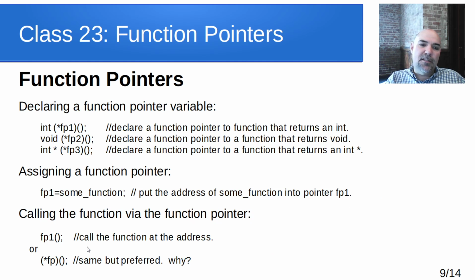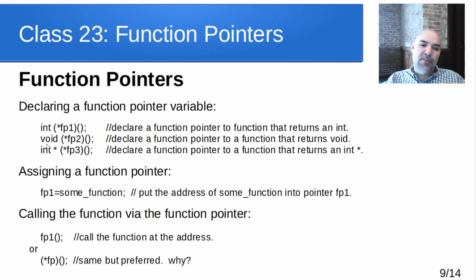So let's look at how to declare those. To declare a function pointer variable, you basically do it like this: int, and then in parentheses we put an asterisk and then the name of the variable we want to create. And then after that, we put these empty parentheses. This says we're going to make a function pointer called fp1. It's going to hold the address of a function that returns an int type. Notice we still have our type, an int type, associated with it. So this is an integer return function pointer. This is a void function pointer. This is an integer pointer function pointer.